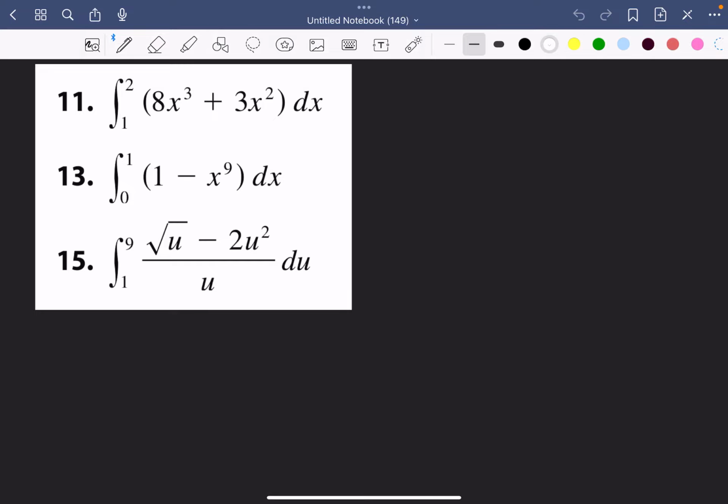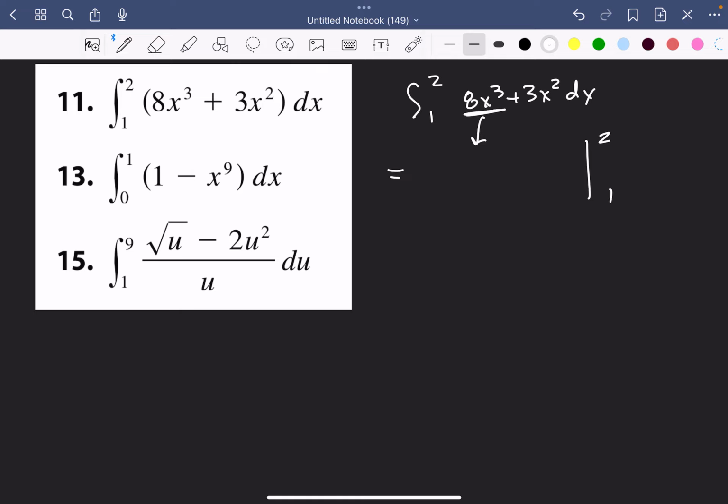Okay, let us finish our review. If we look at number 11, it's the integral from 1 to 2 of 8x cubed plus 3x squared dx. We know we're going to find the antiderivative of this and then evaluate it at 2 and 1.